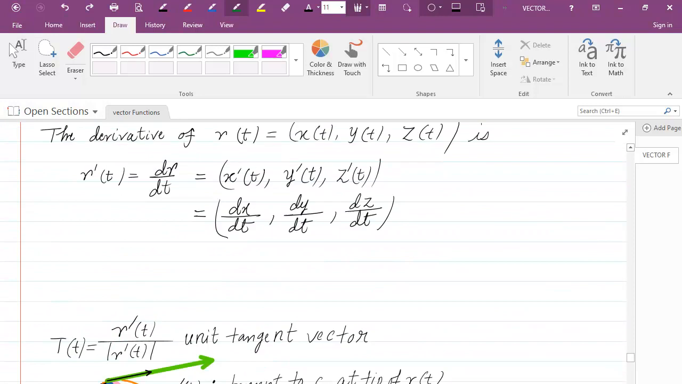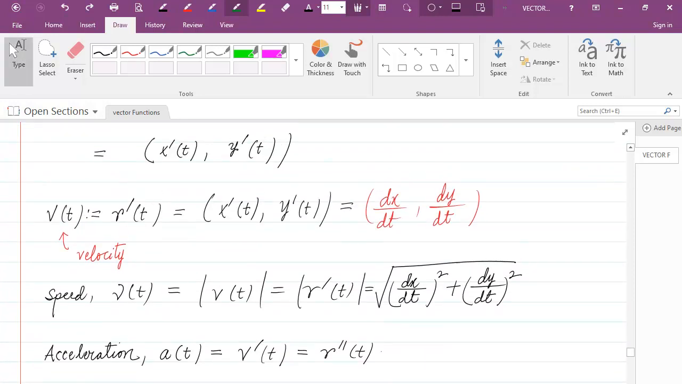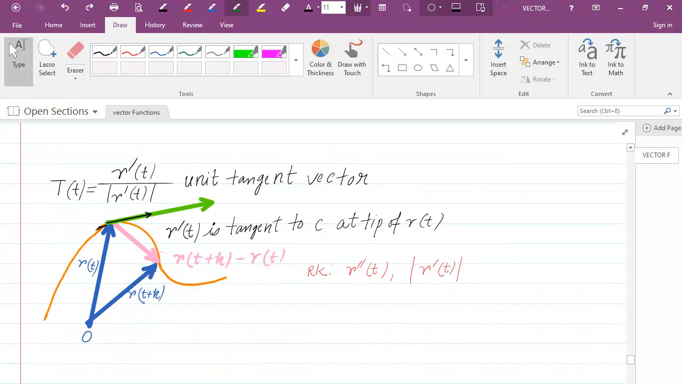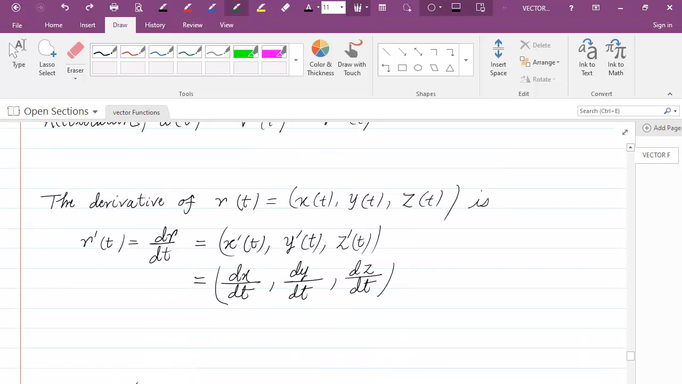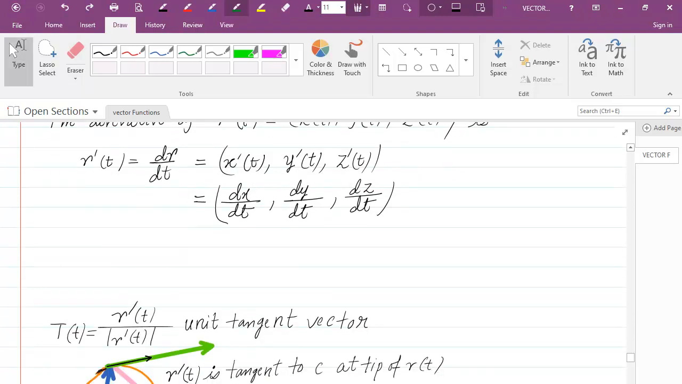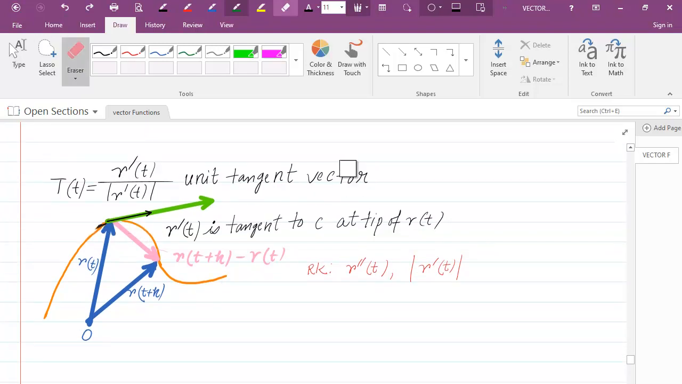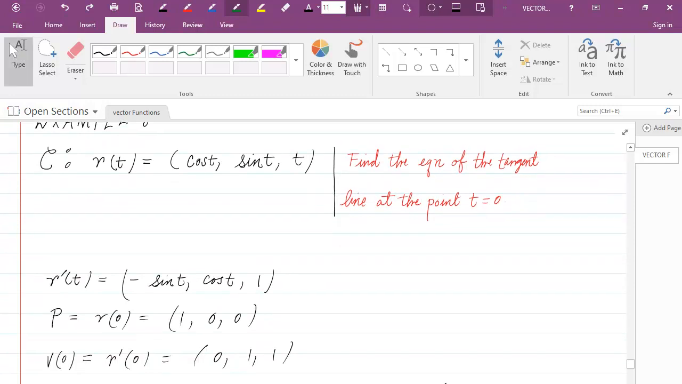So again, the key statements that I made here is that when we are taking the derivative of a vector function, we take the derivative component wise, so we take the derivatives of the components, and the derivative is tangent to the path, and we have this unit tangent vector that's r prime of t over the length of r prime of t, and we did this example.